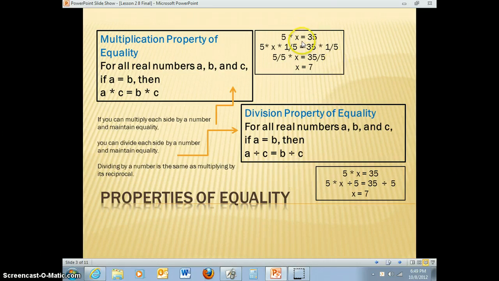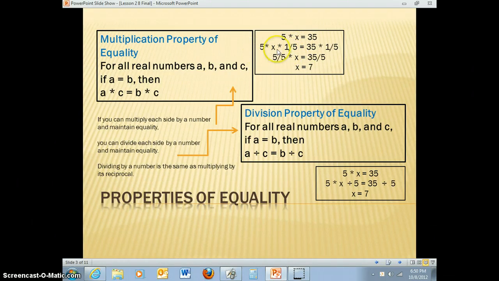I've got a really simple example here because I want you to focus on the property, not the math. 5x equals 35. Of course the answer is 7. We all know the answer is 7. But let's figure out how this property helps us get there. Well, if I've got 5x equals 35 and I want to get rid of this 5 and get down to x, well, I could multiply by 1/5.